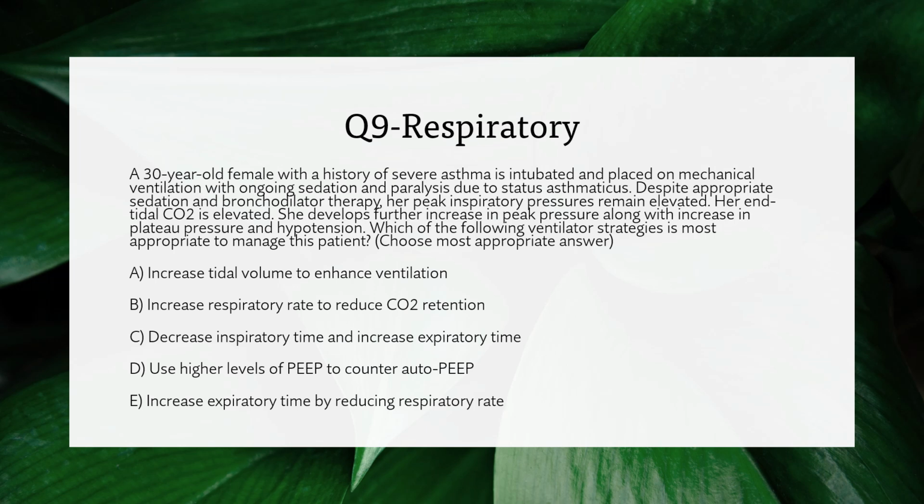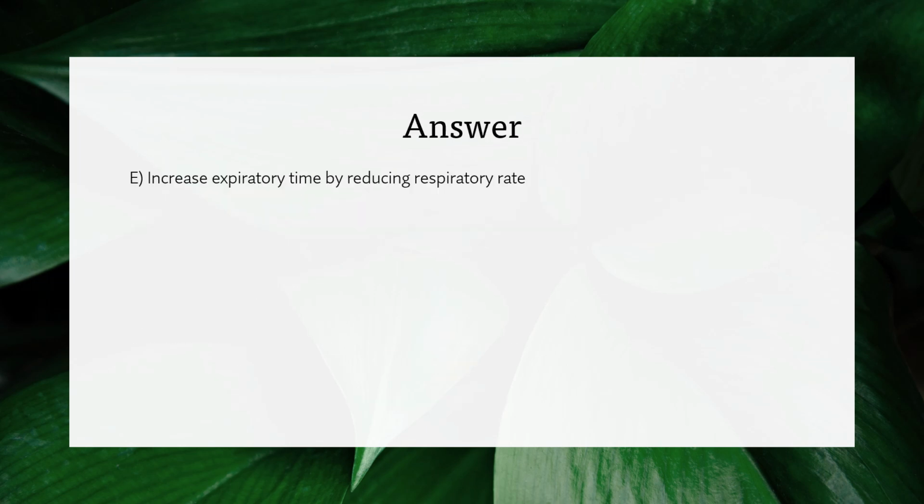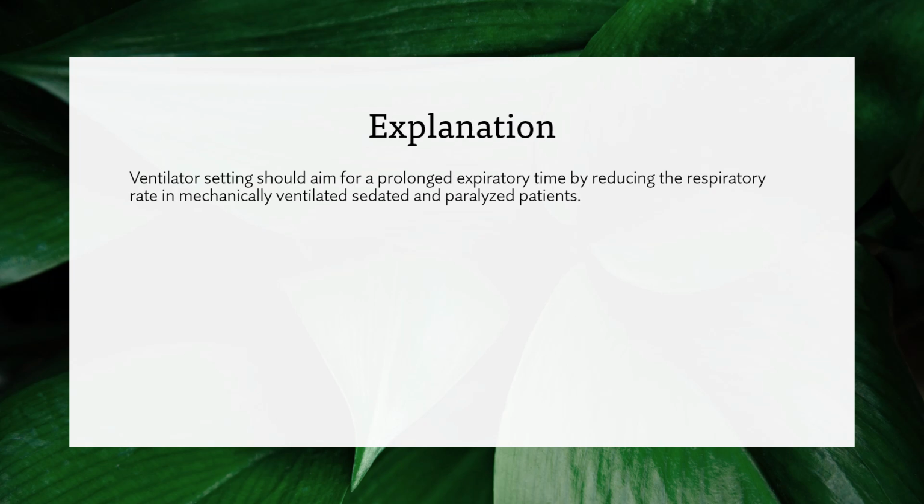Choose the most appropriate answer. Choice A, increase tidal volume to enhance ventilation. Choice B, increase respiratory rate to reduce CO2 retention. Choice C, decrease inspiratory time and increase expiratory time. Choice D, use higher levels of PEEP to counter auto PEEP. And choice E, increase expiratory time by reducing respiratory rate. The correct answer is choice E, increase expiratory time by reducing respiratory rate. This is an explanation for question number 9. Please read the explanation yourself to understand it better.